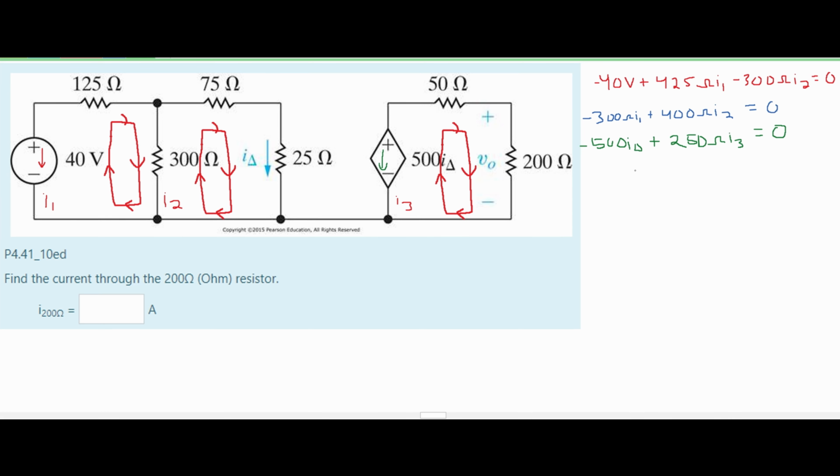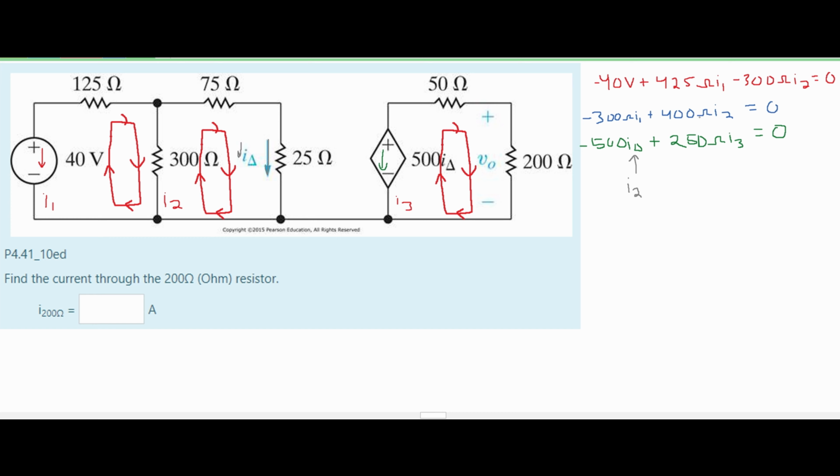Now we need to find our I delta because this is an unknown, and then we can combine all of these together. If we look at our diagram, our I delta is here. It's going in the same direction as our I2. You know, our I2 is going this way, and our I delta is also going this way. Since they're going in the same way, they're going to be the same current for this closed system. So this is basically going to be I2. Our I delta is I2.